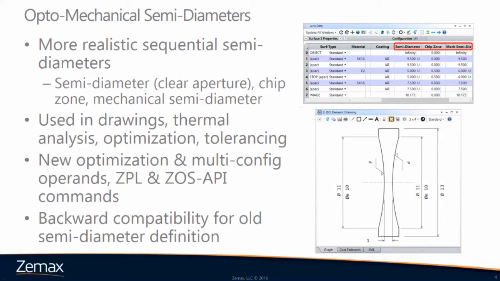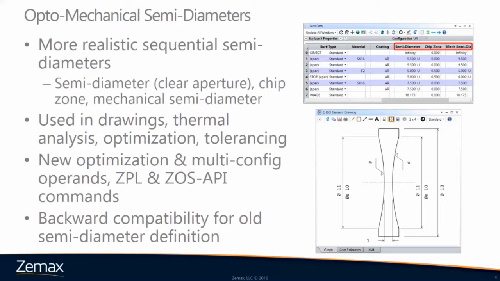Let's talk about now some of the manufacturability improvements to OpticStudio 16. The biggest one is a new way of defining semi-diameters. In OpticStudio 16, there are two additional diameters that you'll see in the lens data editor, a chip zone and a mechanical semi-diameter. And the way that this works is the semi-diameter column operates the same as it has in all previous versions of Zemax and OpticStudio, where it defines the clear aperture of the optic.